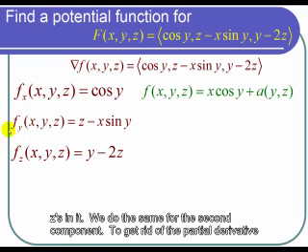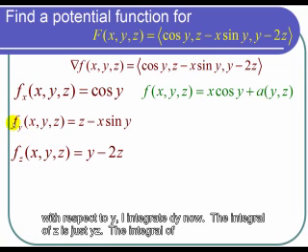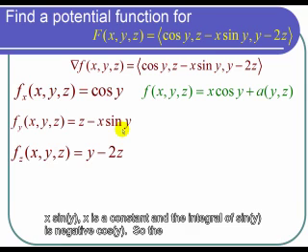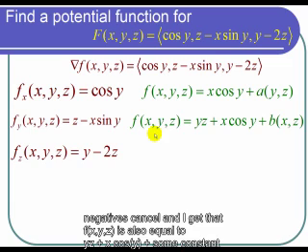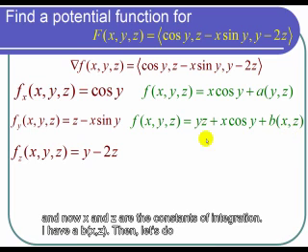To get rid of the partial derivative with respect to y, I integrate dy now. The integral of z is just yz, and the integral of x sine y, well, x is a constant, and the integral of sine y is negative cosine y. So the negatives cancel, and I get that f of x, y, z is also equal to yz plus x cosine y plus some constant, and now x and z are the constants of integration. So I have a b of x comma z.